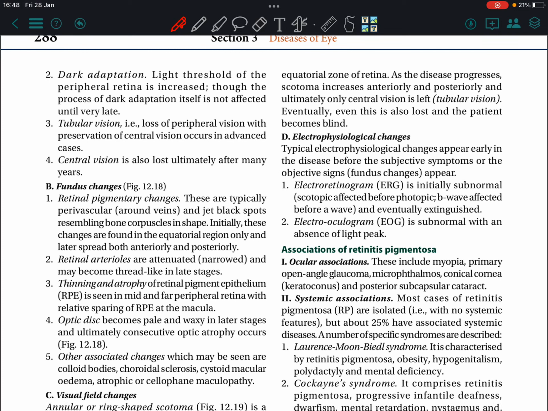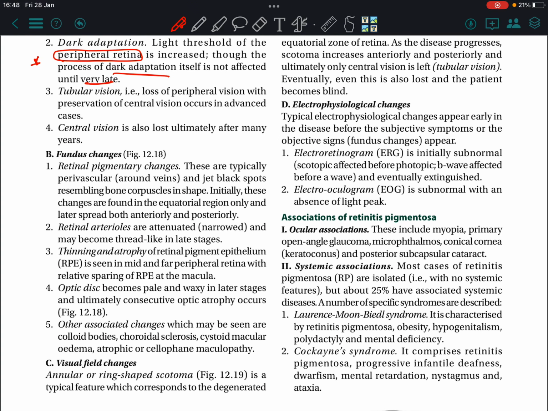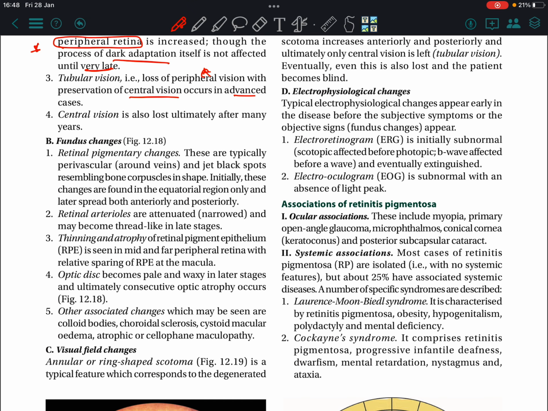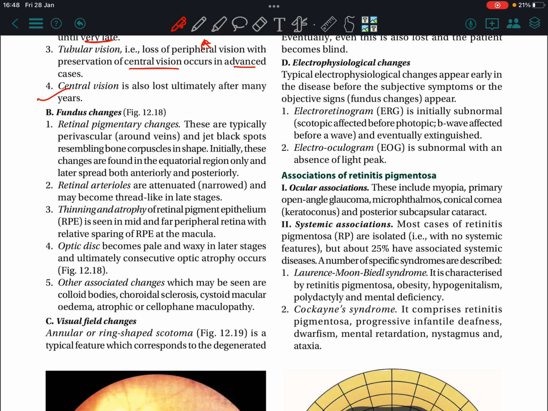Dark adaptation: the light threshold of the peripheral retina is increased, though the process of dark adaptation itself is not affected until very late. Tubular vision: loss of peripheral vision with preservation of central vision occurs in advanced cases. Central vision is almost lost ultimately after many years.